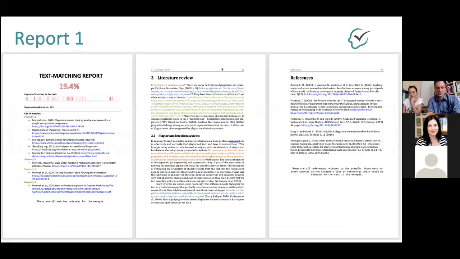And if you have any questions or doubts about what you see in the report, please type it to chat and we will comment on it.